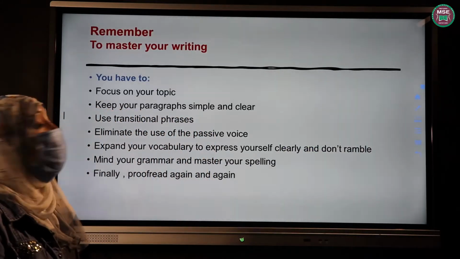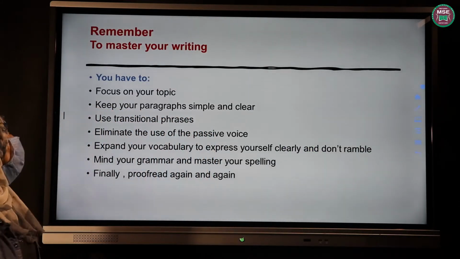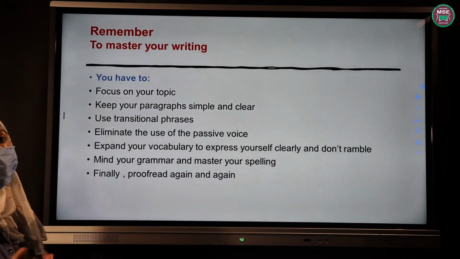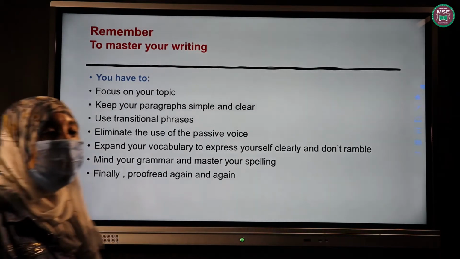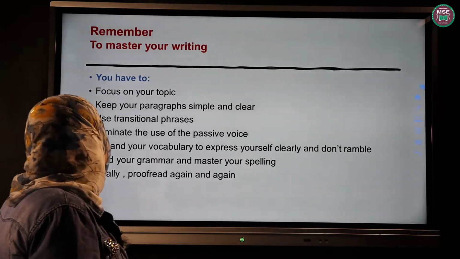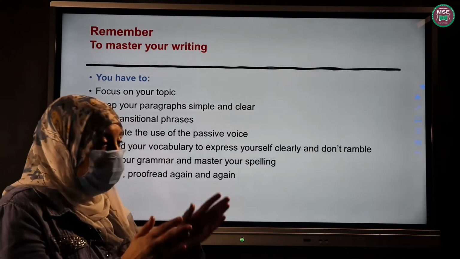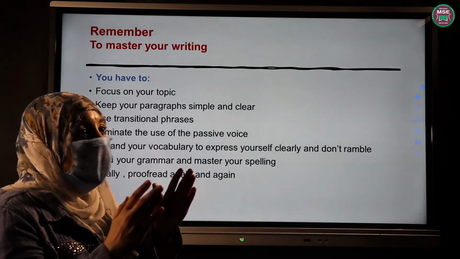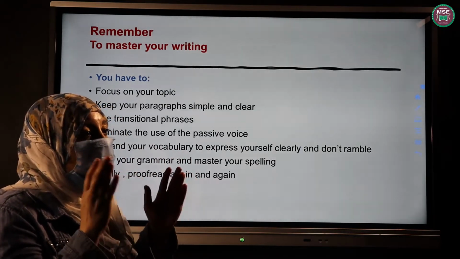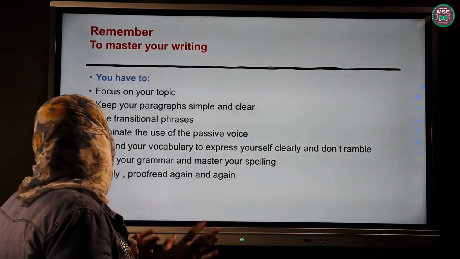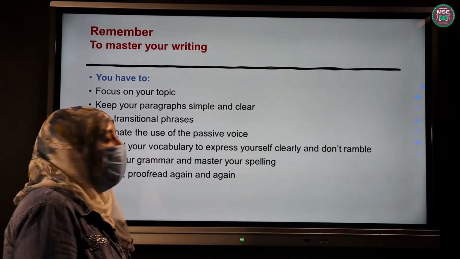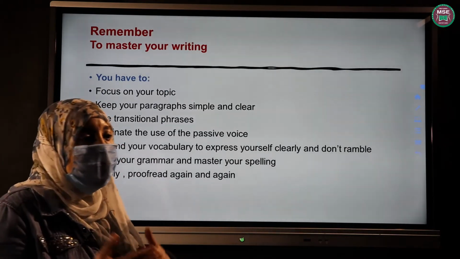Finally, I want you to remember and to pay attention to some tips on how to master your writing, how to write in a good way. First of all, you have to focus on your topic. You have a topic, focus on it, and try to get as many details as you can. Number two, keep your paragraph simple and clear. Don't try to write a lot.